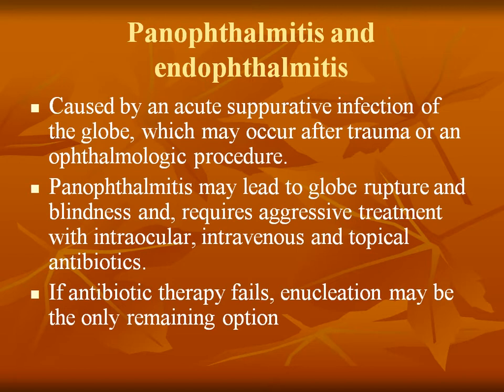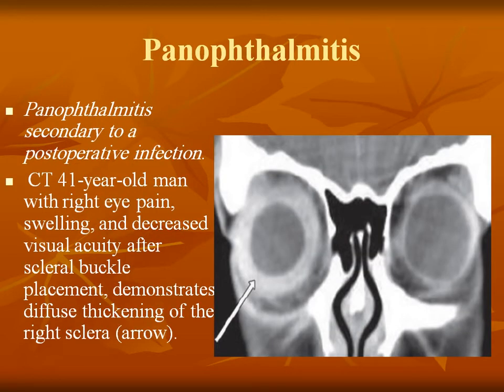They remove the eye. Okay, you can see a panophthalmitis secondary to post-operative infection in a 41-year-old man with right eye pain, swelling, decreased visual acuity after scleral buckle placement, demonstrating diffuse thickening of the right sclera. This is the sclera, and it's diffusely thick compared to the left side, indicating panophthalmitis. Everything is affected.